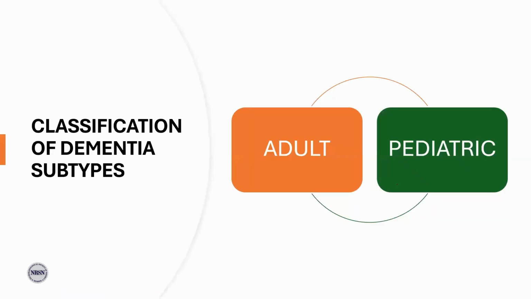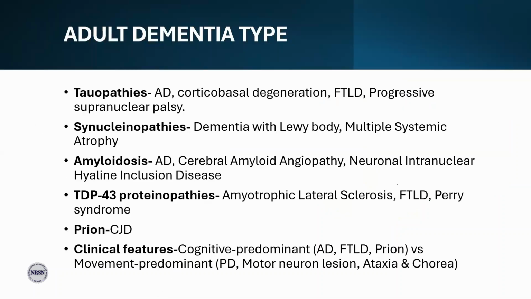Now, dementia can be classified into the adult group and the pediatric group. For the adult group, we have tauopathies, which are aggregations of abnormal, phosphorylated tau proteins. Examples are Alzheimer's disease, corticobasal degeneration, frontotemporal lobar degeneration. Synucleinopathies are actually accumulations of alpha synuclein or ubiquitin proteins in the neurons in the brain. Examples under the subclass would be dementia with Lewy bodies and multiple system atrophy.